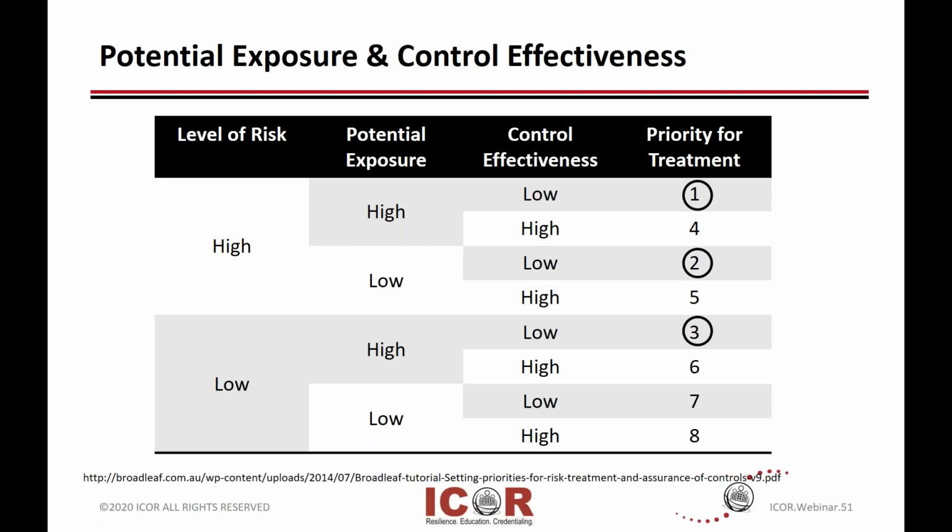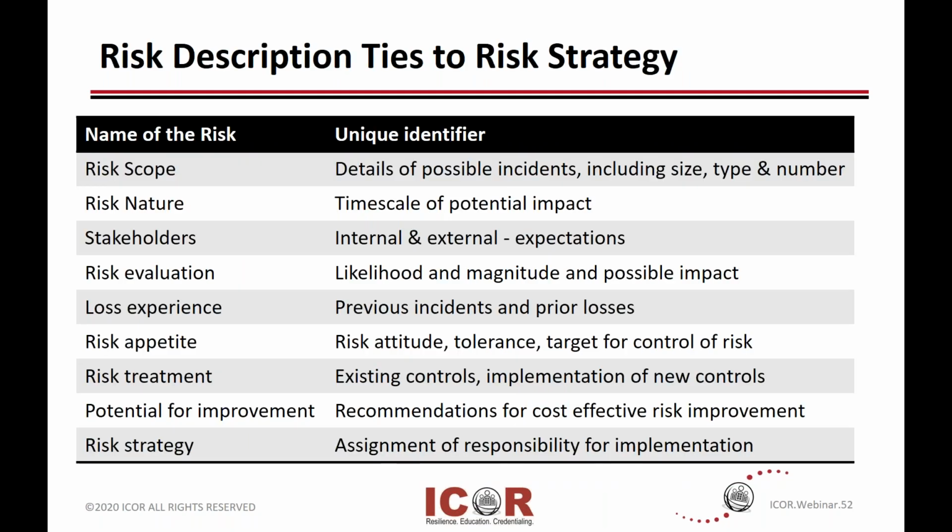When we talk about doing risk descriptions, this looks kind of tedious, but it's really important to do this because your risk description is going to tie to your risk strategy. So here is where you name the risk and you name it in some manner. Maybe you put a number to it, whatever you're calling it. And then you look at the scope. What are the details of potential incidents, including size, type, and number? What about the nature? What's the time scale? If you're looking at hurricanes, for example, there's certain months of the year, depending on what country you're in, where typhoons or hurricanes are going to impact you more.